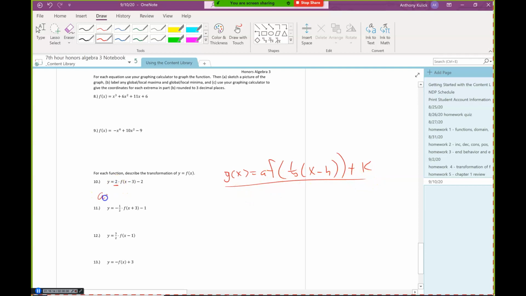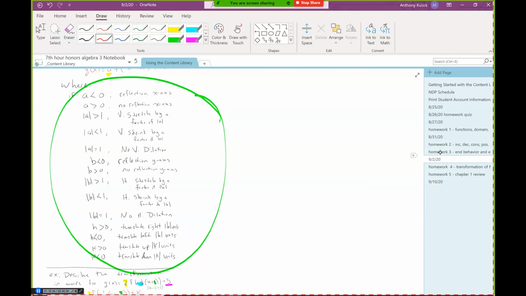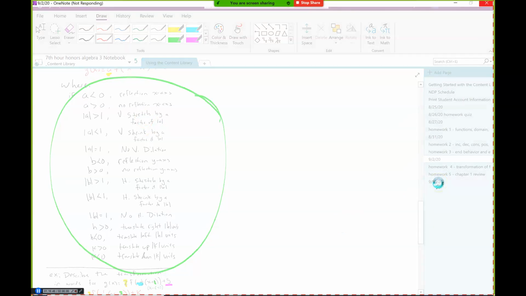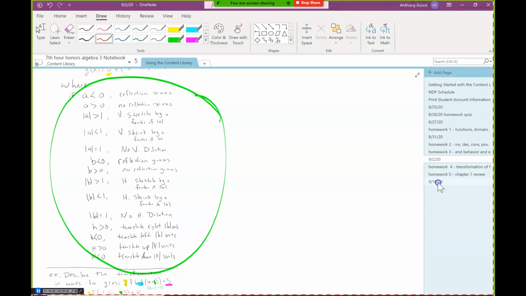Here I can see that the A is 2. There's no coefficient on the X, so the B is just 1. The H is 3. And then the K is -2. Are you okay with how I did that? Yes. Okay. Now I'm going to go to this list and say, since the A was positive, there's no reflection. And since the magnitude of A is greater than 1, I know there's a vertical stretch by a factor of 2. OneNote wants to crash on me, so it's going to take a minute to switch back.